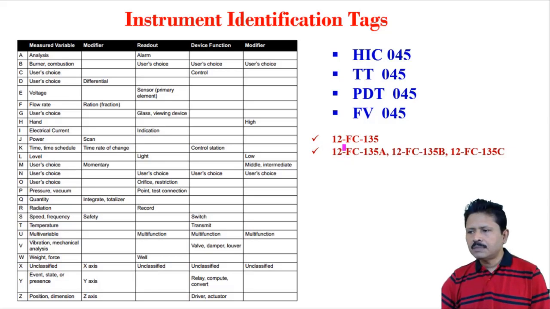Now here is another example, 12 FC 135. FC is the flow controller which is used in the control loop number 135, and this 12 precedes the tag number. This 12 indicates that it is placed in the area of the process, and the area number is 12. From this example, see these three tag numbers: 12 FC, here also 12 FC, here also 12 FC, but the last position is 135A, 135B, 135C. This means that 135 is a control loop, and in that control loop these three controllers are there.